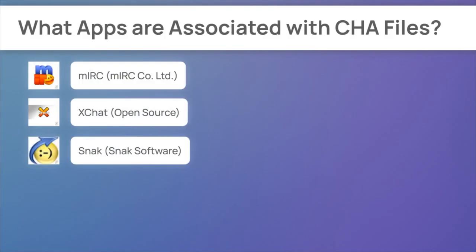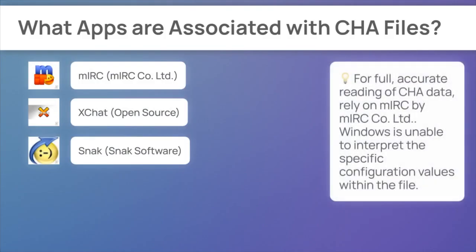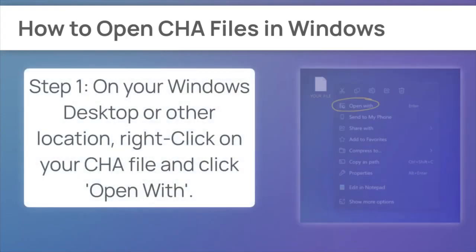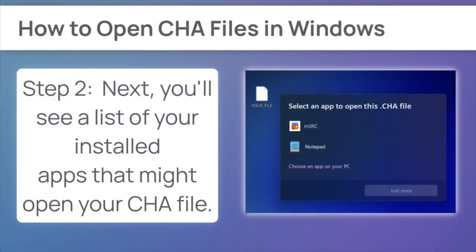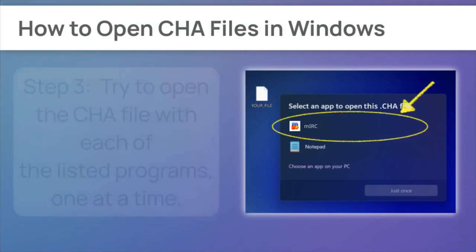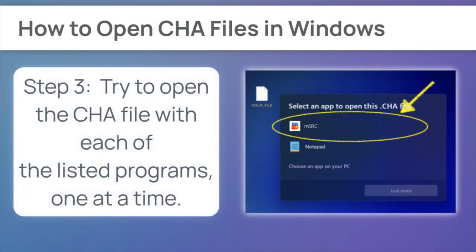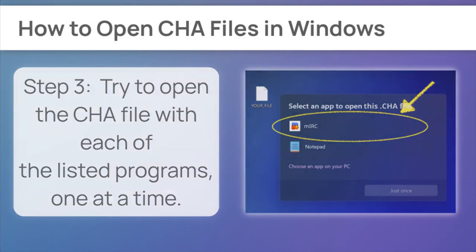The operating system is unable to apply the necessary display standards to this file. Windows shows the text but not the implications, so understanding changes is essential. Your key starting action: right-click the CHA file and select Open With. If mIRC is installed, use it. If not, choose another program. Continue testing until the CHA file opens successfully.